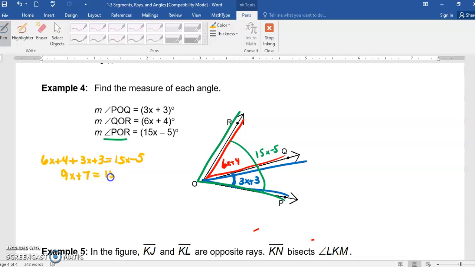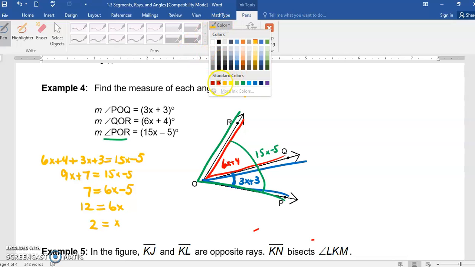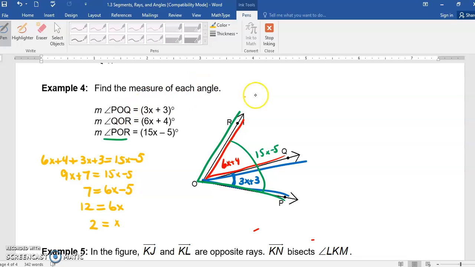Combine like terms over here. I personally am going to subtract 9x from both sides. I just as soon keep my x coefficient positive. I'm going to add 5 to both sides. And then I'm going to divide by 6. Now, it does say find the measure of each angle. So we need to plug that back in to each of these angles. The measure of angle POQ is going to be 3 times 2 plus 3, 6 plus 3. This diagram is not drawn to scale either.